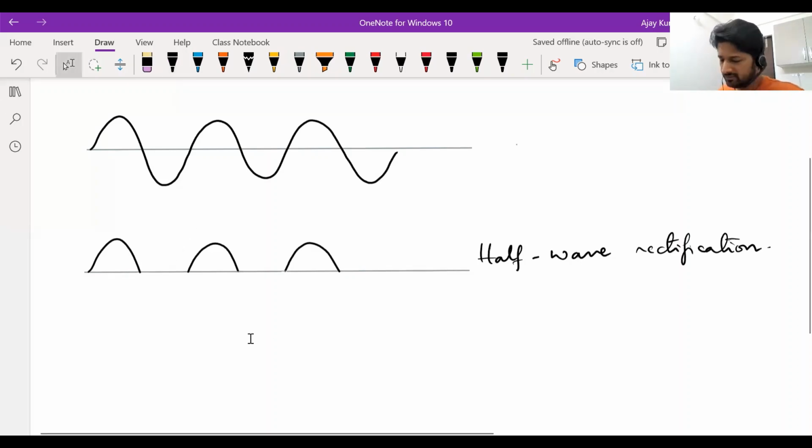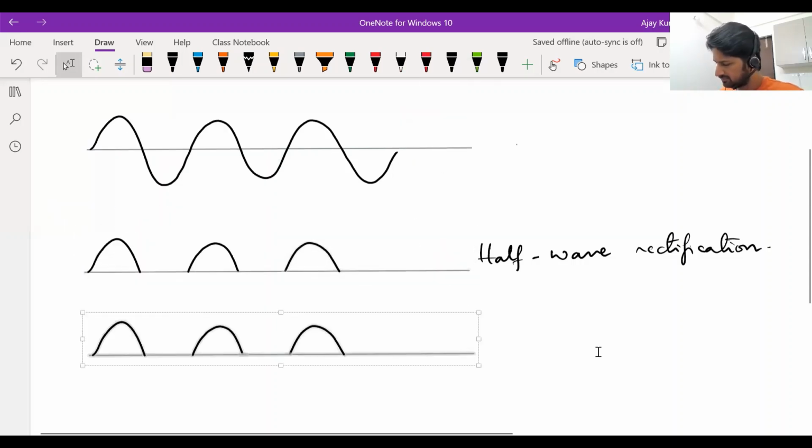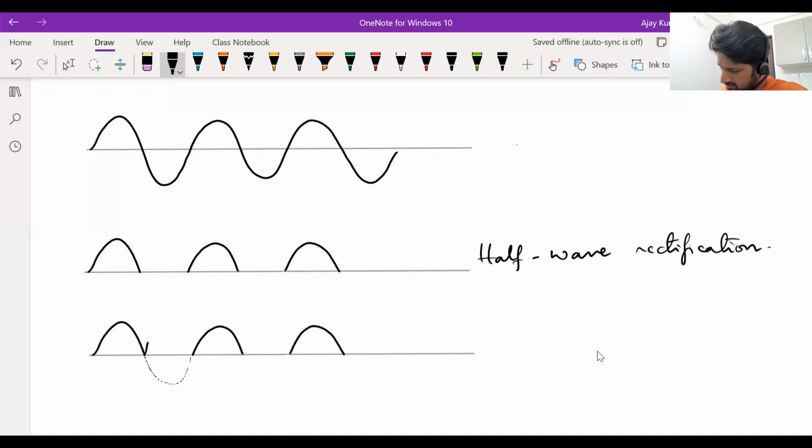There is another kind of rectification also. In the other kind, what happens? The negative half cycle is also converted to positive, and that is called full wave rectification. Whatever negative part would have existed here, it gets converted to positive. This is also still a varying EMF, but it always has the same polarity. This is called full wave rectification.